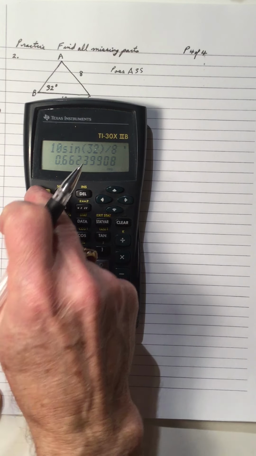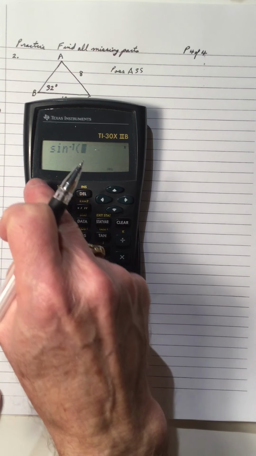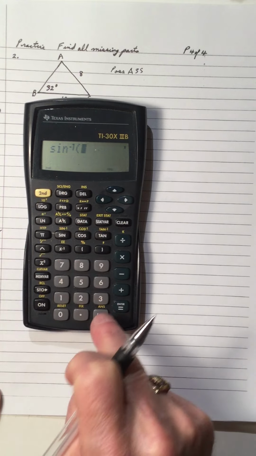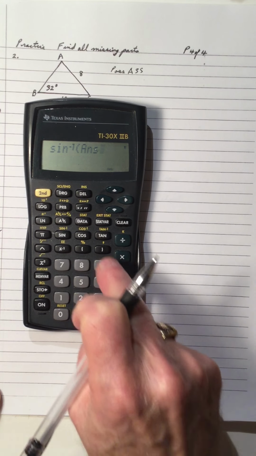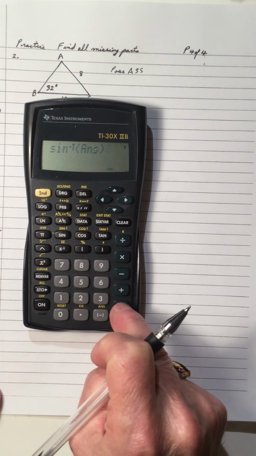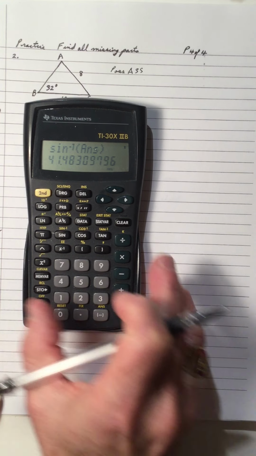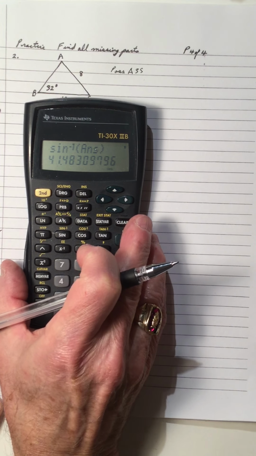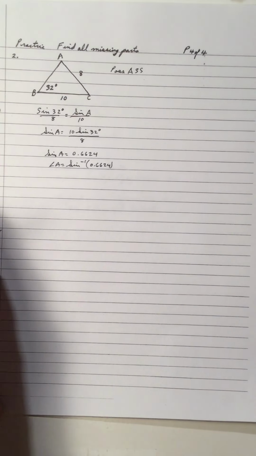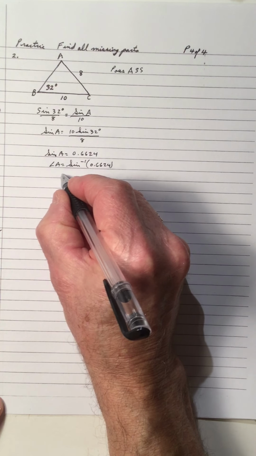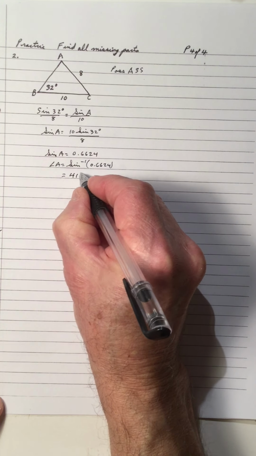And I'll bring back the calculator now. So I go inverse sine, and let's pick up our answer. Second function, answer's in yellow, hit that button. I didn't have to type my answer in. And I have 41.48. So the nearest degree is, angle A is 41.